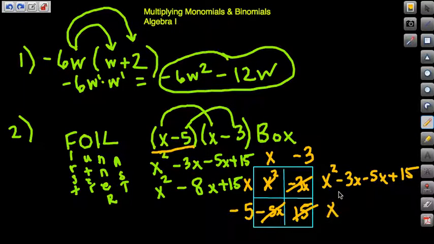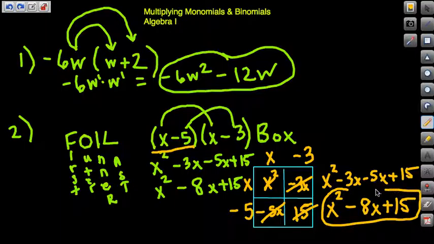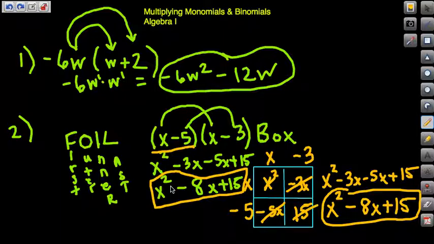Okay, again, we just combine like terms. So negative 3x minus 5x, that's negative 8x plus 15. Okay, so if we compare this with the first method, we should have the same thing, and we do. Success. Okay, so let's go ahead and look at one more of these where we are multiplying two binomials.